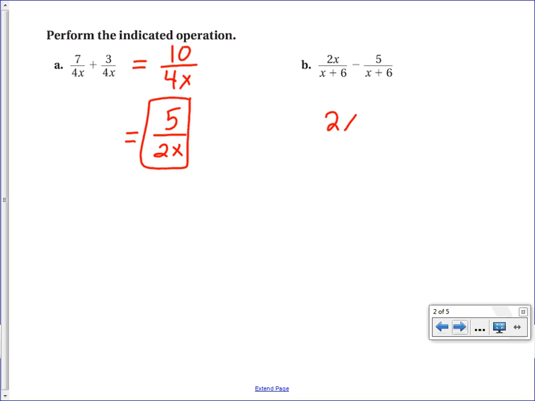We can't do 2x minus 5, so we simply write 2x minus 5 over x plus 6. Denominator hasn't changed. We see if we can simplify this. Since nothing can be factored, we're not going to be able to cancel anything out. That's the simplified answer.